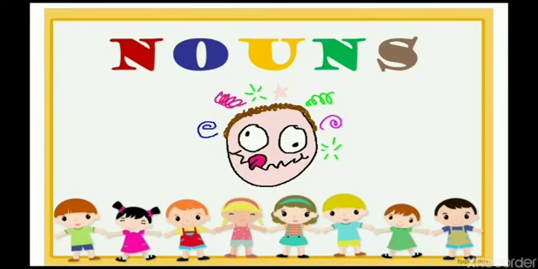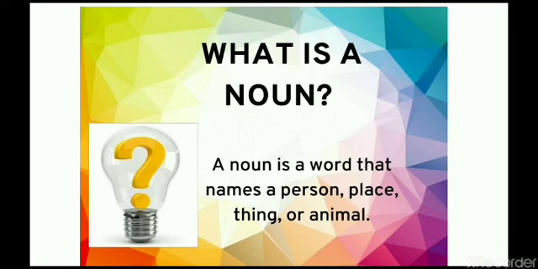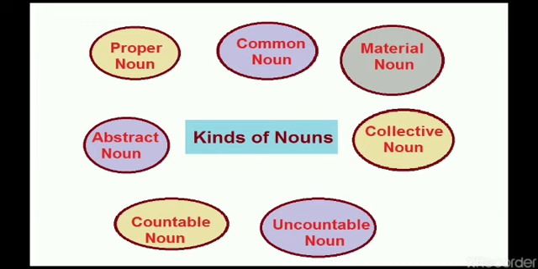Let us first study what is a noun. A noun is a word that names a person, place, thing or animal. Any word that names a person, place, thing or animal will be considered as a noun. There are different kinds of noun like common noun, proper noun, abstract noun, countable noun, uncountable noun, collective noun and material noun. Let us discuss them one by one.